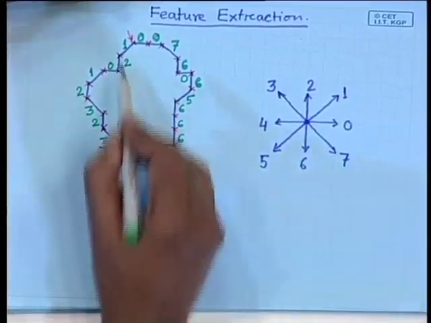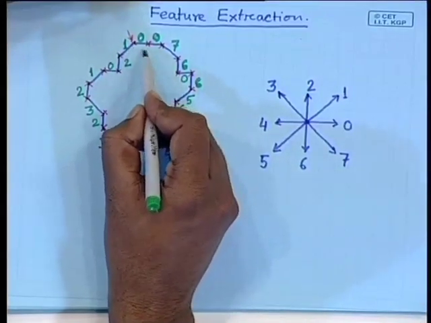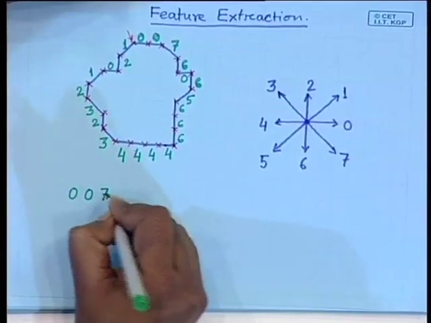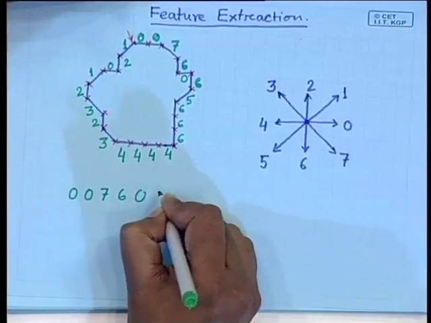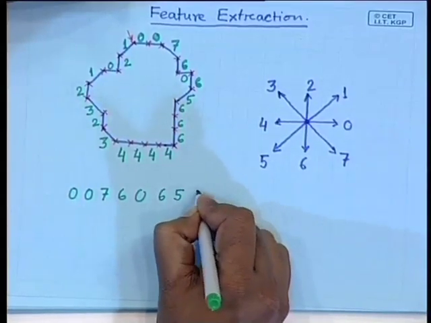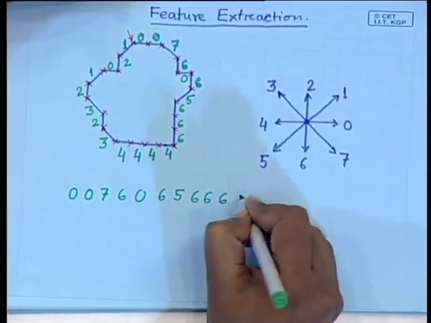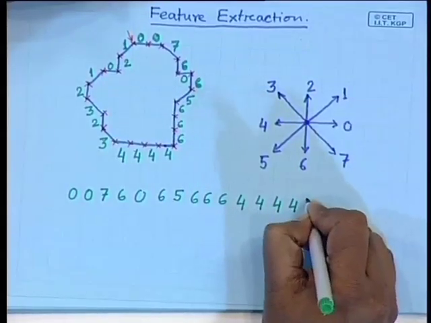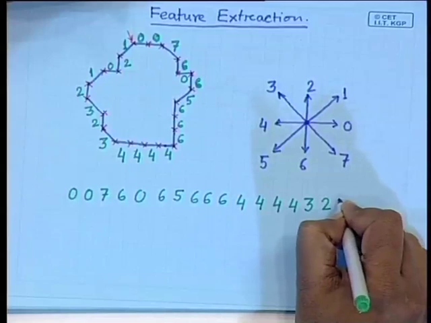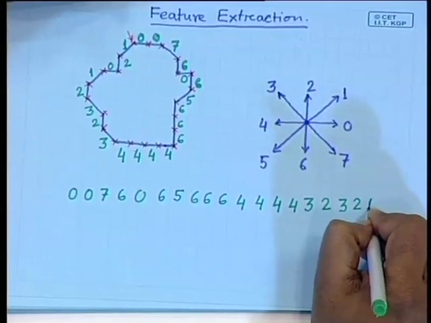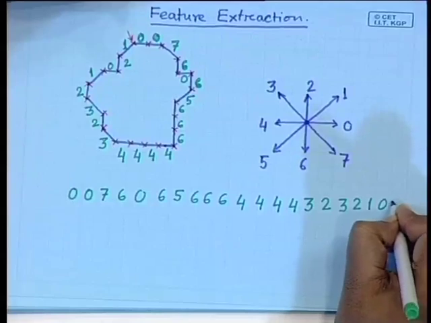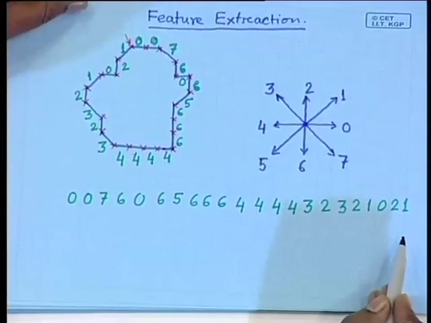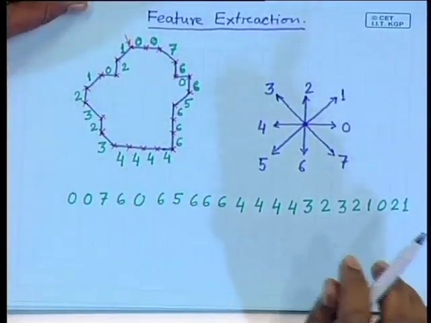Okay. So starting from my starting point, the entire chain code becomes 0, 0, 7, 6, 0, 6, 5, 6, 6, 6, 4, 4, 4, 4, 3, 2, 3, 2, 1, 0, 2, then followed by 1. Okay. So this becomes the chain code which represents a given boundary like this.